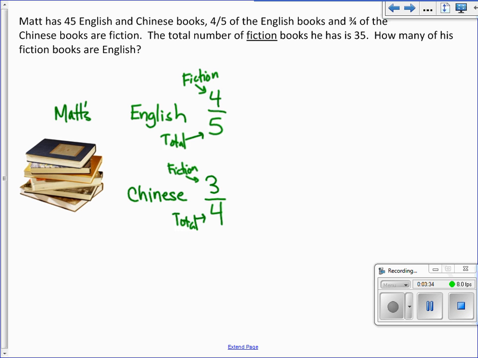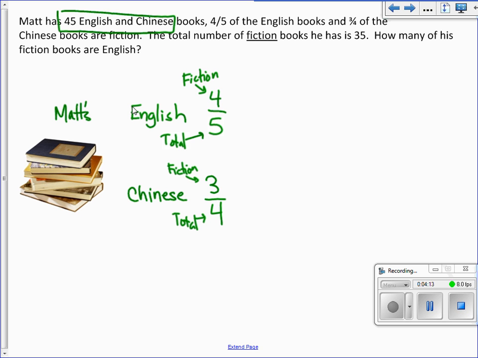But he doesn't literally have 5 English books and 4 Chinese books, because we know altogether he has, what? Well, he's got how many total books? It's not 35, read the start of the problem. What does it say right here? Yeah, he's got a total of 45. So we know that literally he doesn't have 5 English books and 4 Chinese books. It's just a lower term fraction of what he has.